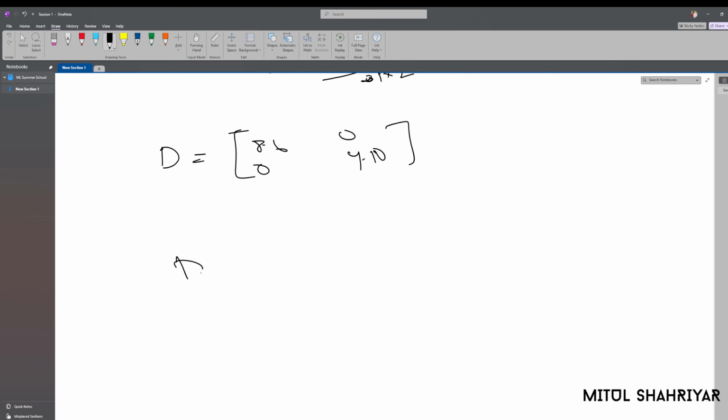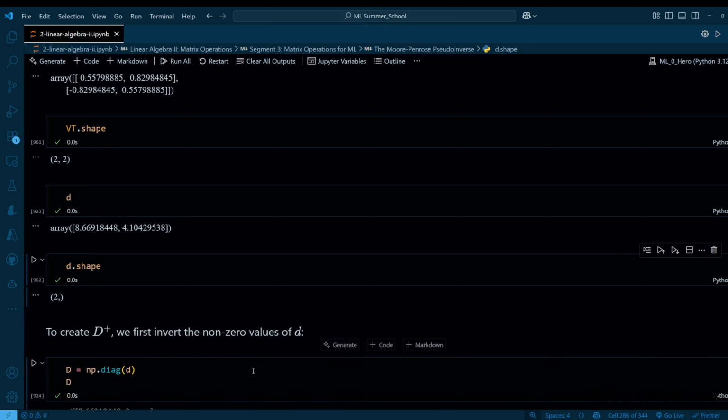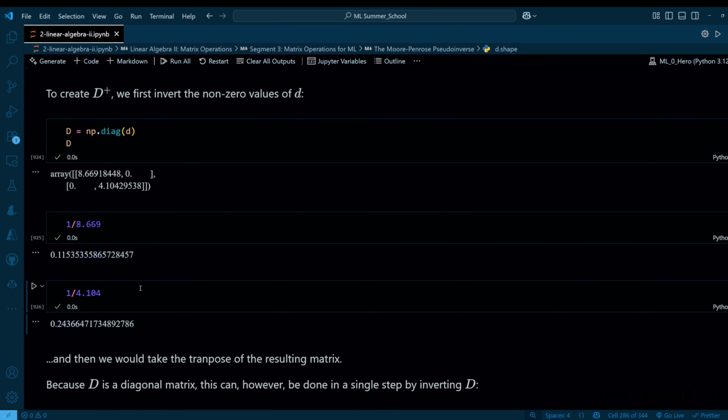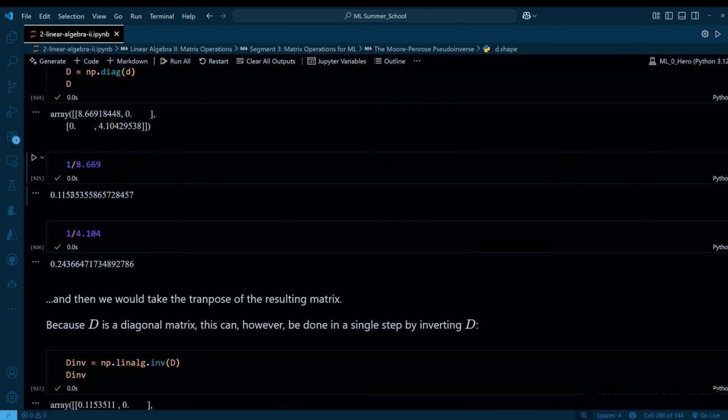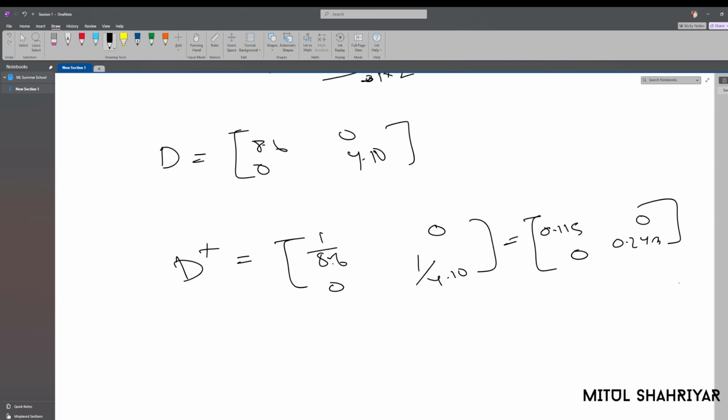Now the goal is to go for the pseudo inverse. So pseudo inverse is basically we'll inverse them in the point. So 1 by 8.6, 0, 0, 1 by 4.10. So we will have some sort of values, which are, I believe, 0.115, 0.243, 0.115, 0.24300. But it is of shape 2 rows, 2 columns.